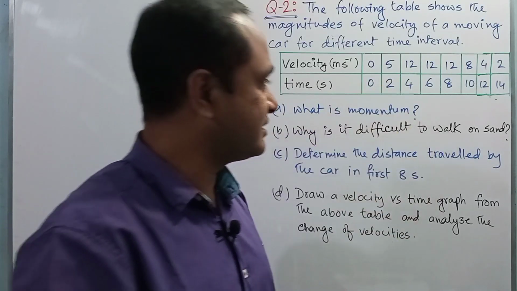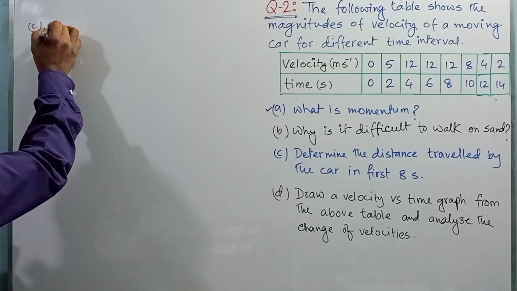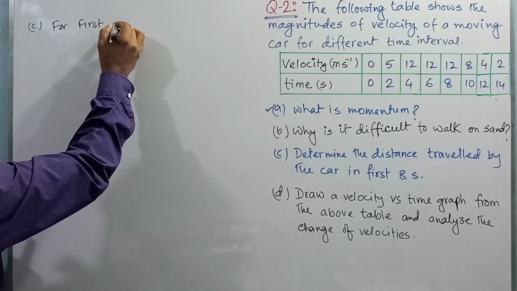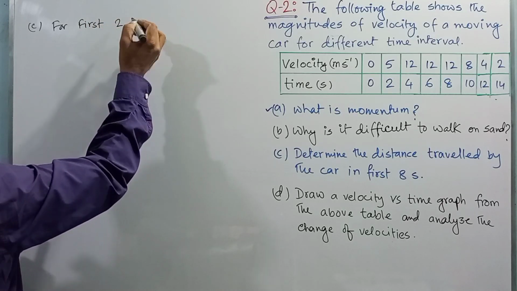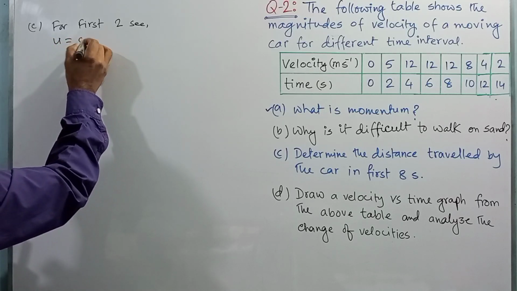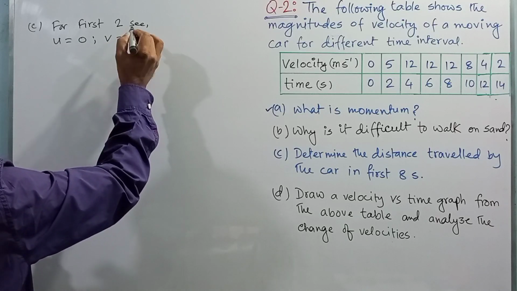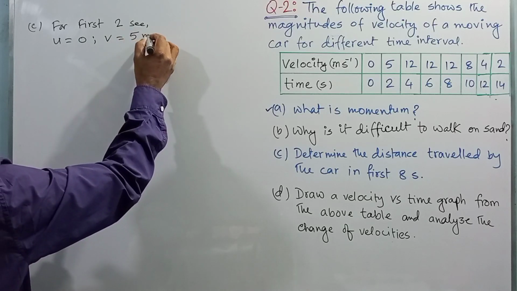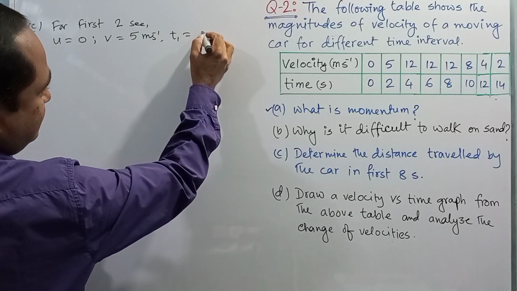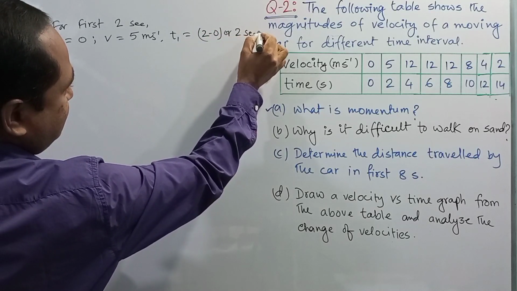For the first 2 seconds, here the initial velocity u was 0, final velocity v is 5 meter per second, and t1 is 2 minus 0 or 2 seconds, right?